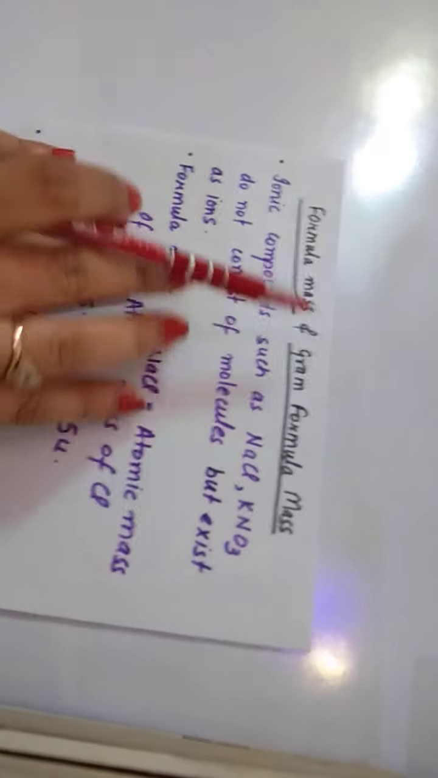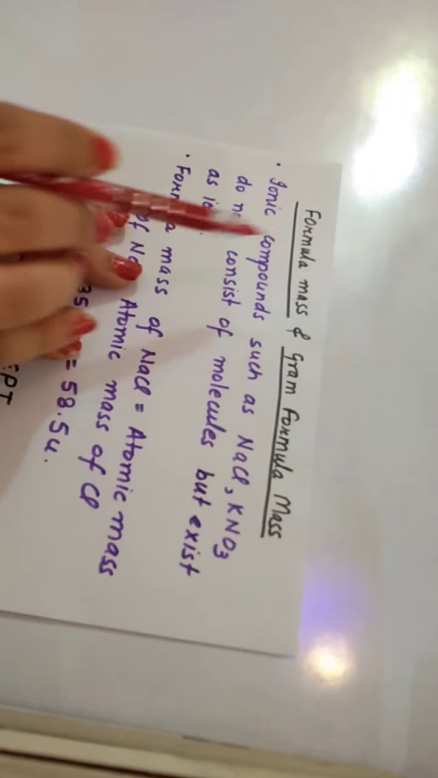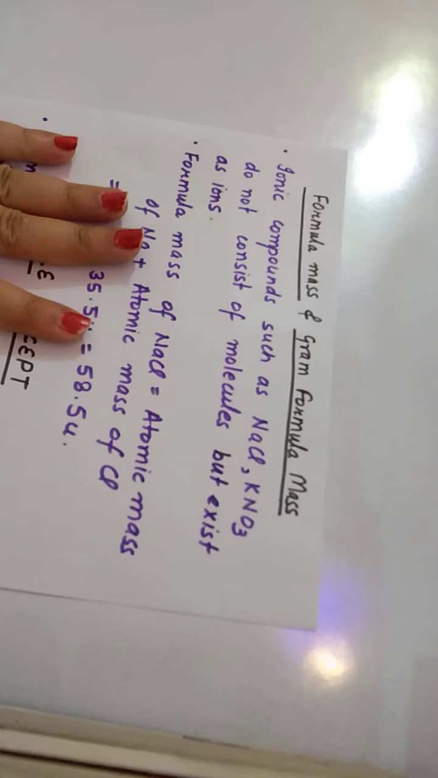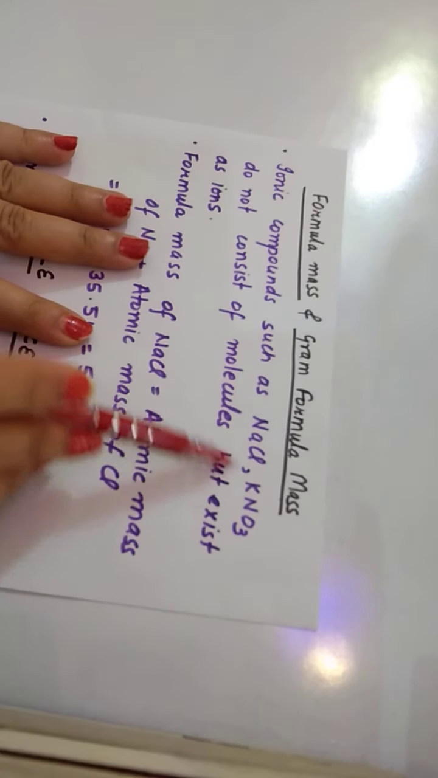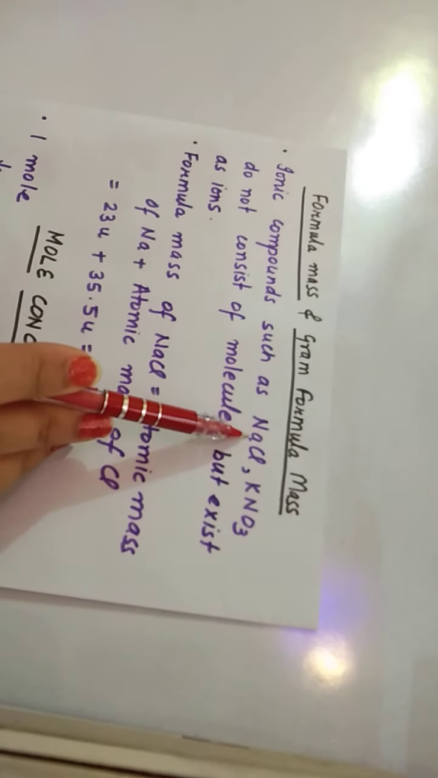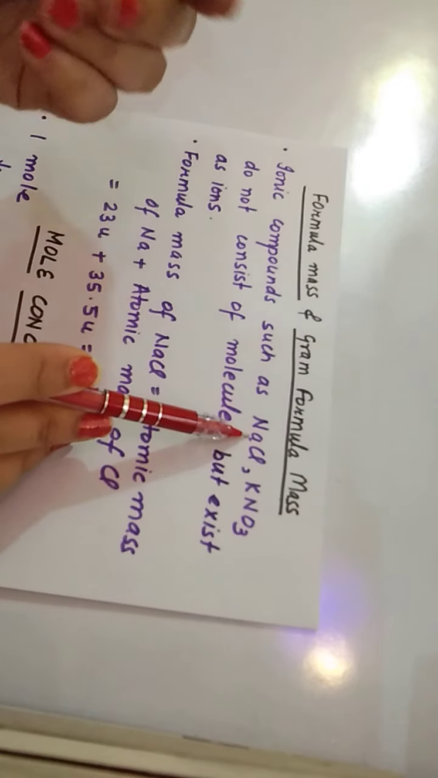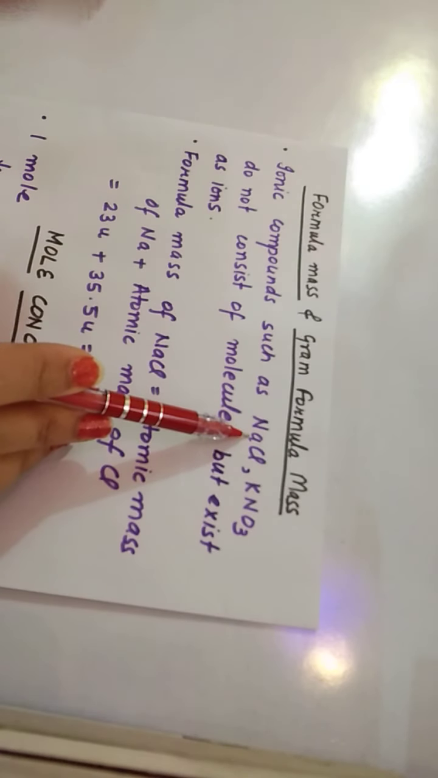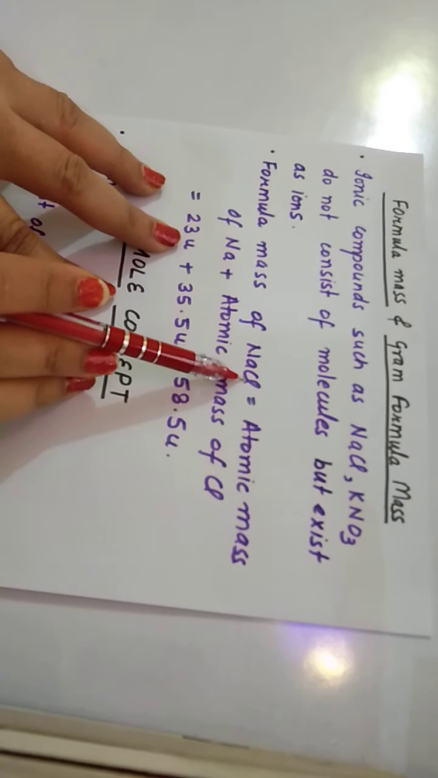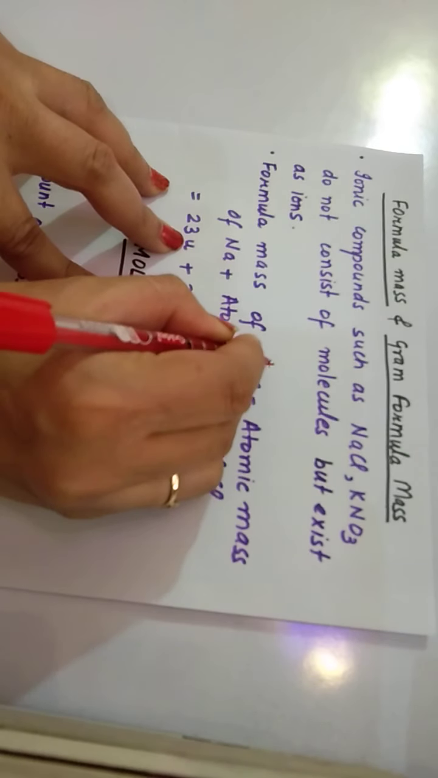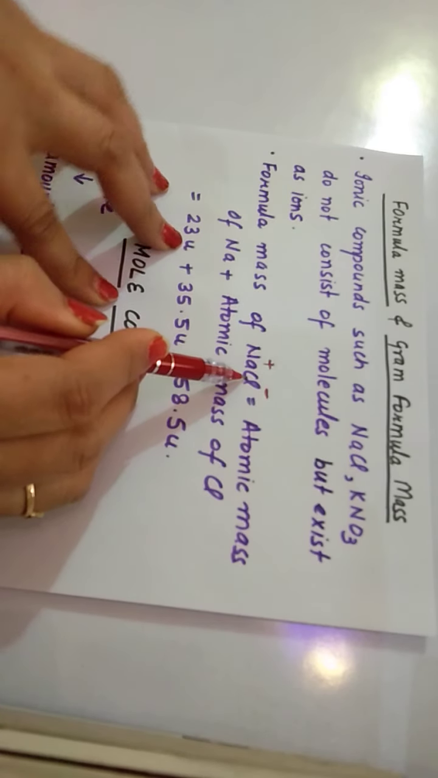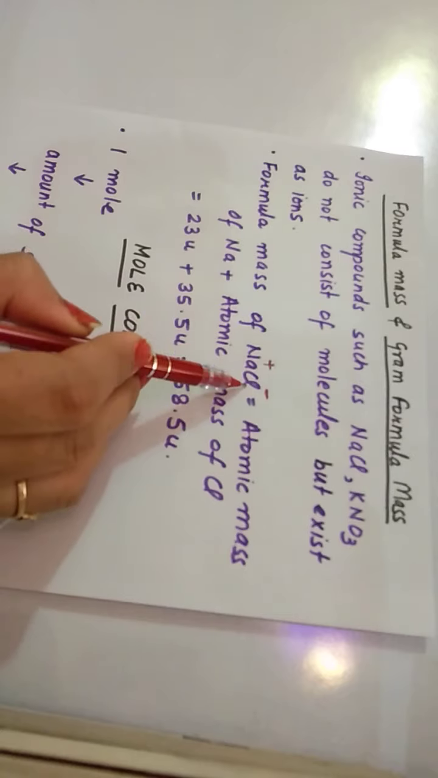Next one, formula mass and gram formula mass. Formula mass is a term used for ionic compounds because ionic compounds do not contain molecules but exist in the form of ions. So for ions we find formula mass, for molecules we find molecular mass, and for atoms we find atomic mass. Next, the formula mass of NaCl, because NaCl is an ionic compound. An ionic compound is one which dissociates into ions. So it is Na positive ion plus Cl negative ion. These two ions combine to form NaCl.